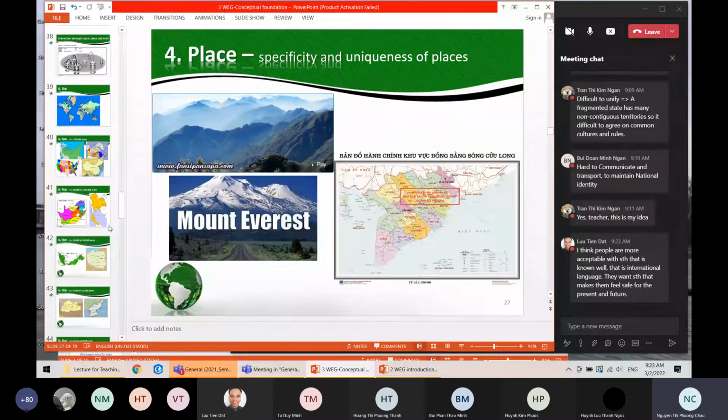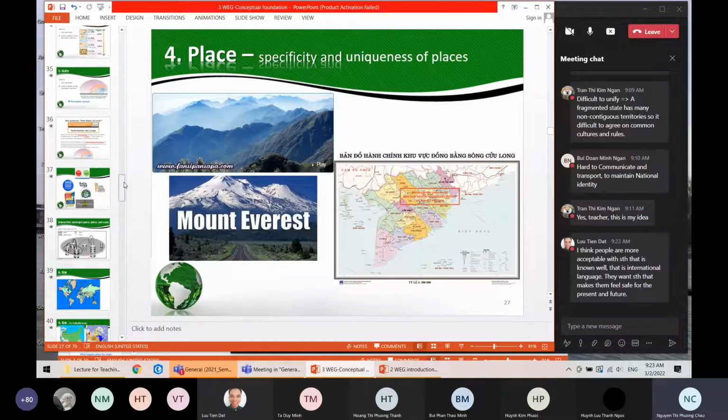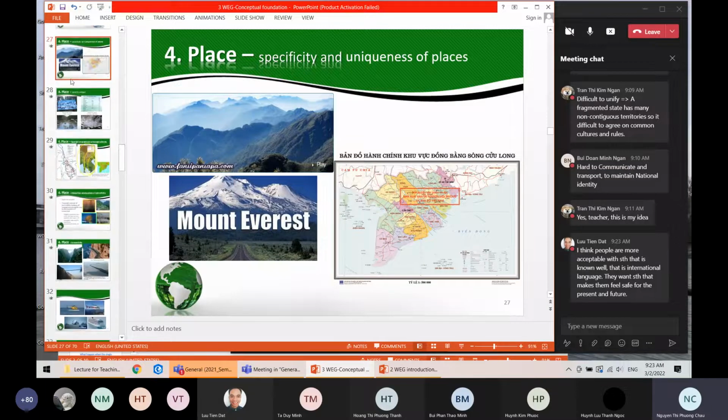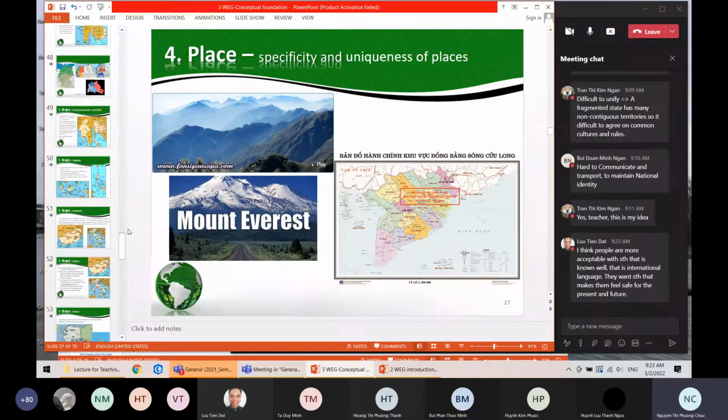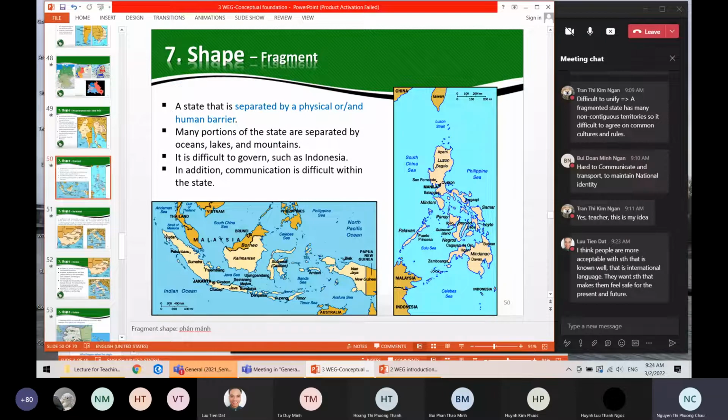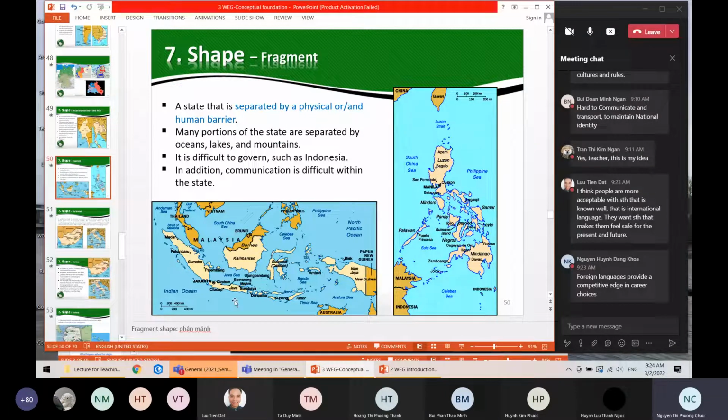We can see why, because Vietnam, even in the highland area, this part of Vietnam can connect with other parts of Vietnam, but the Philippines is separated by deep ocean. So it is very difficult. I think people are more accepting of something that is international language. They want something that makes them feel safe for the present and future.